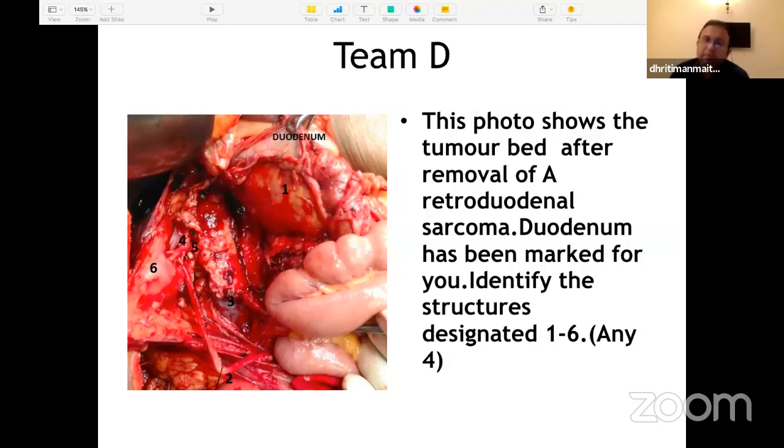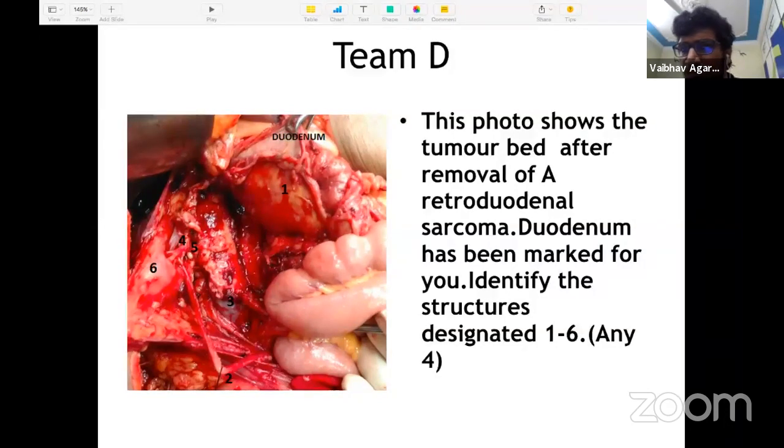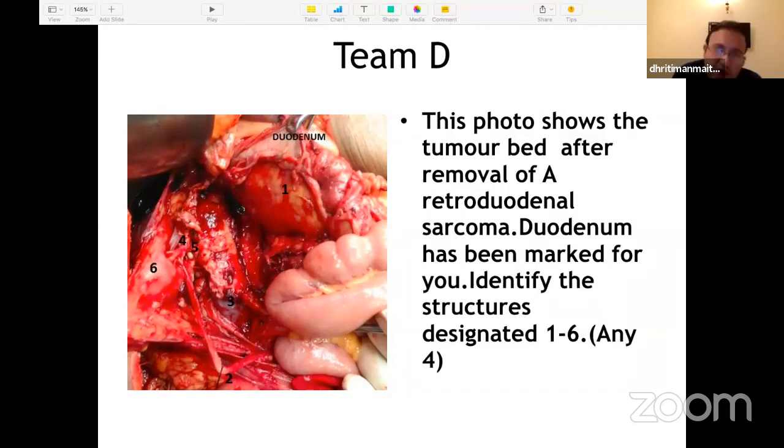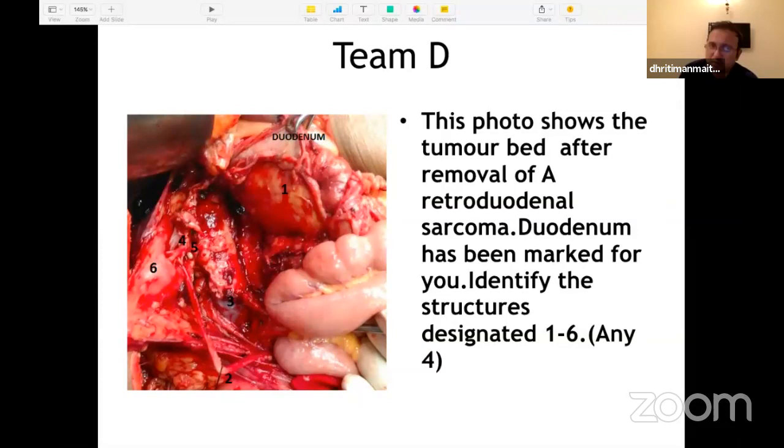This photo shows the tumor bed after removal of a retroduodenal sarcoma. Duodenum has been marked for you. It's written duodenum over there if you can see. Identify the structures marked as 1, 2, 3, 4, 5, 6. You identify any 4 of the structures. This is an anatomical question. This is the retroperitoneum. You have to identify structures in the retroperitoneum. That was one. 1, 2, 3.